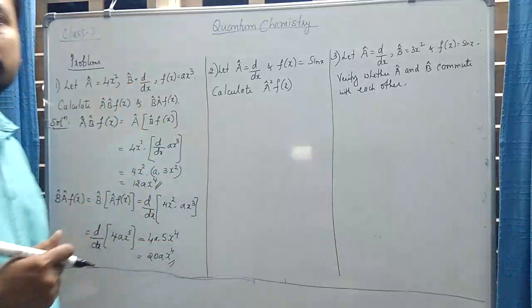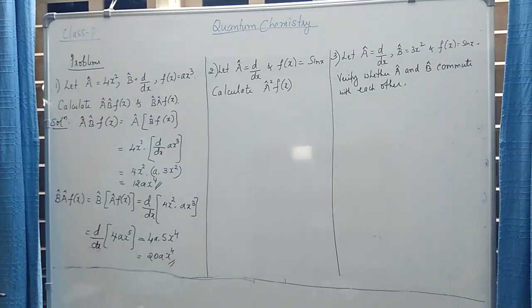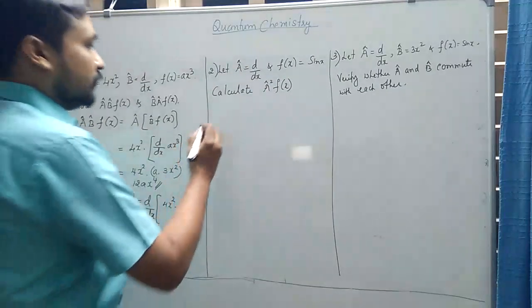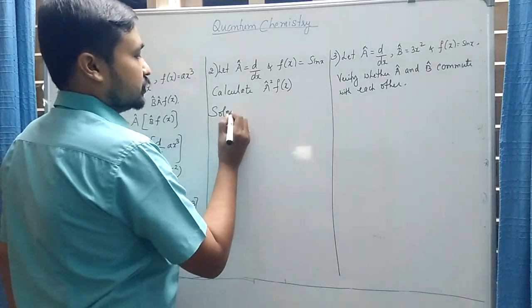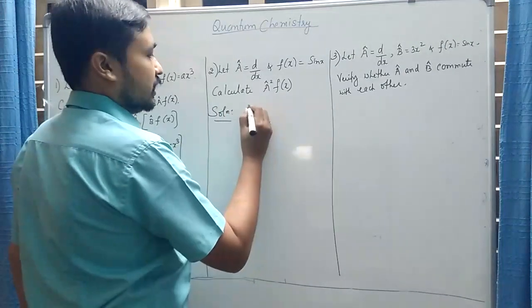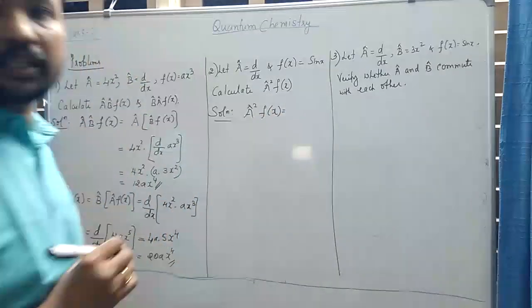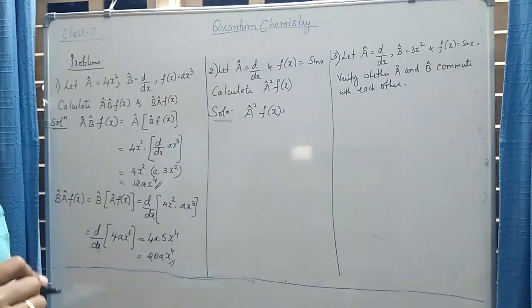In the second problem, you are given one operator A equal to d by dx and one operand f of x is equal to sin x. We have to calculate the square of the operator A, that is A square of f of x. So let us use the definition. What do you mean by A square of f of x? What is the definition of square of an operator? You are applying the same operator two times.